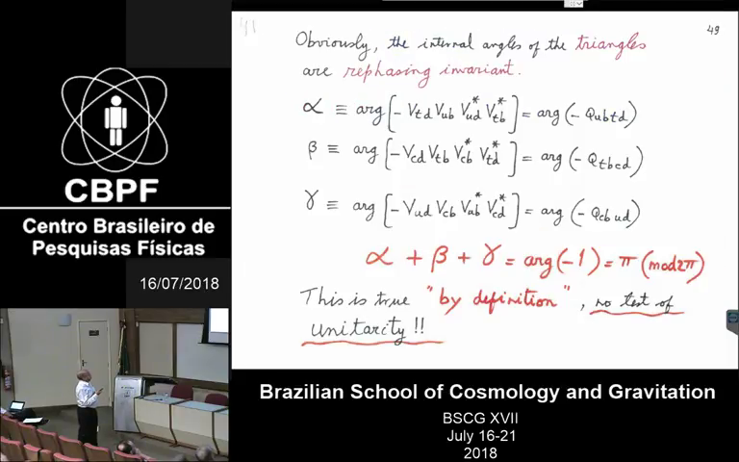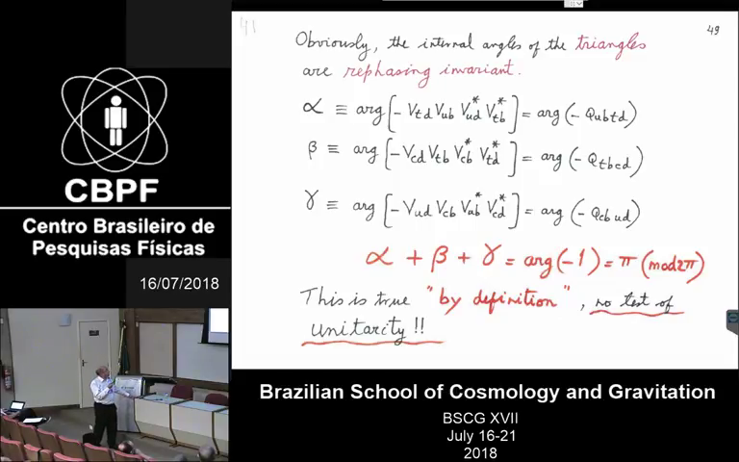Now another point that is worthwhile emphasizing: you can define the internal angles of this triangle in this way. Alpha is the argument of this rephasing invariant quartet, and the other rephasing invariants are alpha, beta, gamma. Now in the beginning of the unitarity triangle, there were very good people, not only experimentalists, also theoreticians, good friends of mine, who are very good physicists, that used to say, well, we have to check that alpha plus beta plus gamma is equal to pi. This is totally nonsense because alpha plus beta plus gamma is equal to pi by construction, by definition.